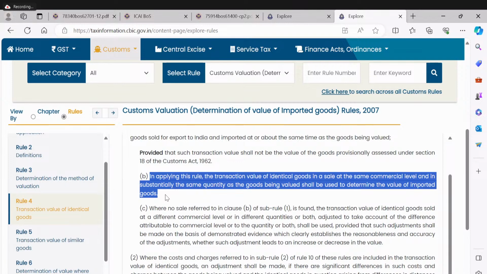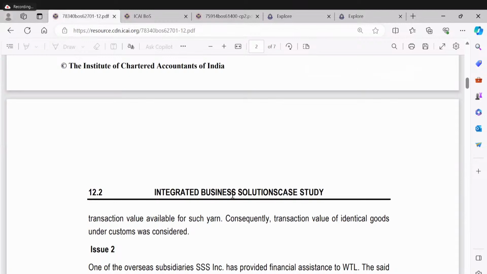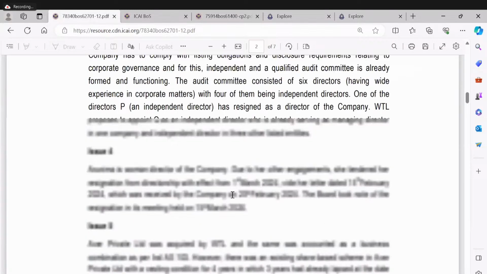If I am importing 100 units, we can take 110, 120, that would be acceptable. But if there is a huge difference, which can create a difference in pricing, then that quantity cannot be taken. That transaction value will not be accepted. Identical goods, same quantity. Mansha has given me the correct option also. In fact, I will request all of you to give the correct option for which MCQ.